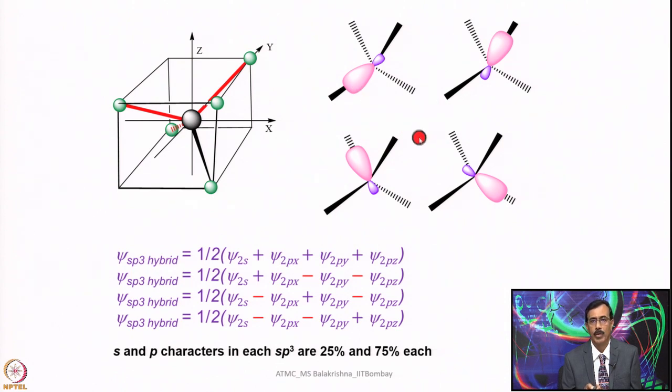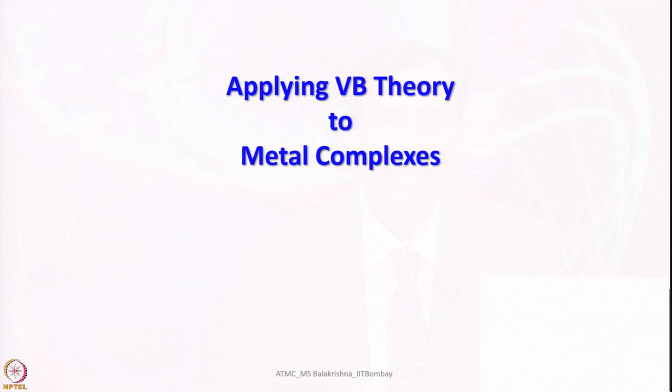This is how these 4 sp3 would look, and it is very convenient if you imagine these 4 orbitals inside a cube. If you place the central atom at the center of a cube and place the ligands on alternate corners, this is how it looks. The 4 peripheral atoms are disposed at 4 alternate corners of a cube, and it makes a perfect tetrahedral geometry. And in this one, as I mentioned, s and p characters are respectively 25% and 75% in each of these orbitals.